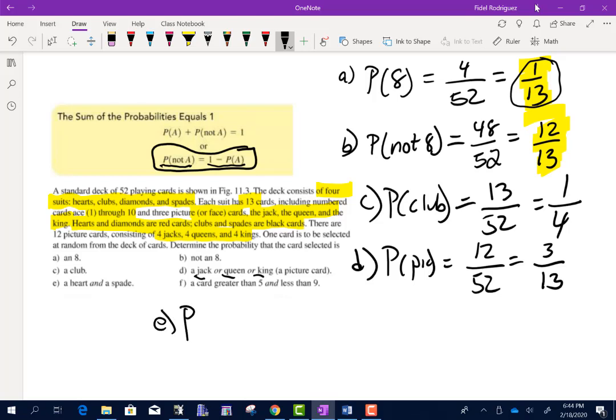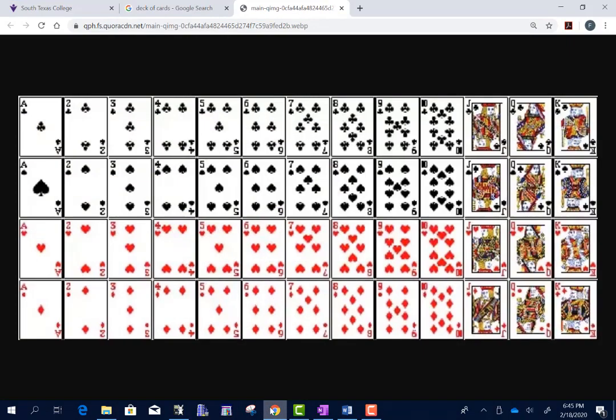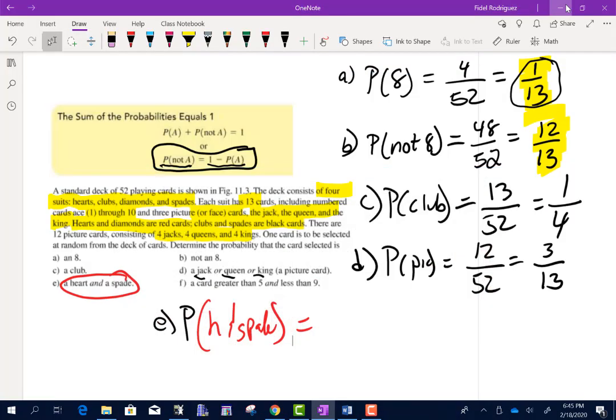What's the probability we're going to get what it says here? It says a heart and a spade. Okay, so let me put it like this. Heart and spade. Okay, I'm going to come back and look at my picture. Are any of these cards both a heart and a spade? There aren't, right? There might be a 10 of hearts, but there's no heart spade card, right? So 0.